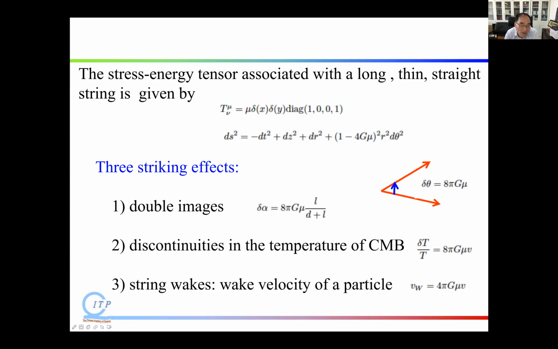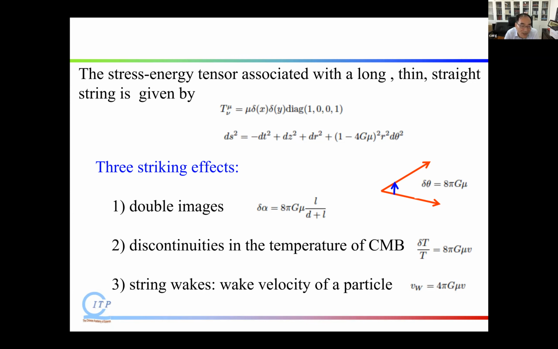And also, we have a discontinuity in the temperature of the CMB, just due to the deficit angle. Delta T over T equals 8 pi G mu v, where v is the velocity of the string. So from this formula, we can get a constraint on the tension from the CMB observations.